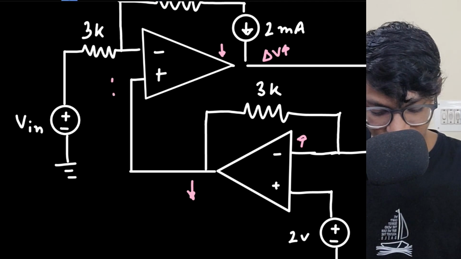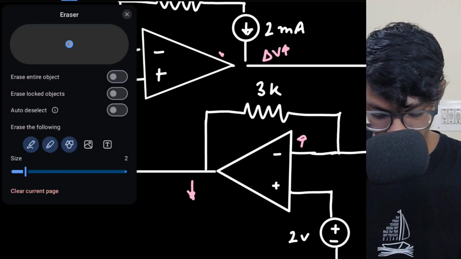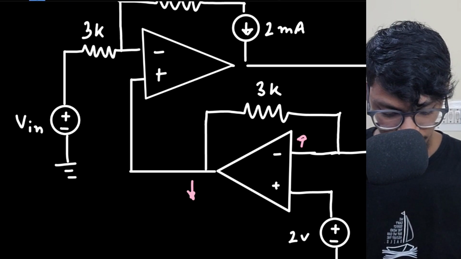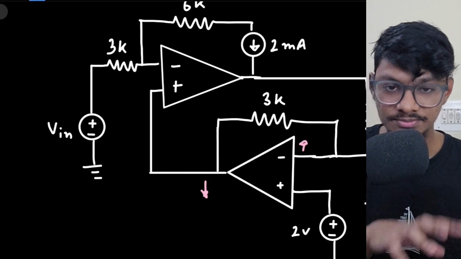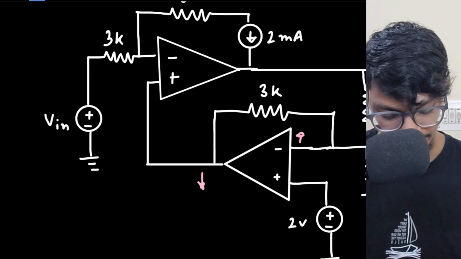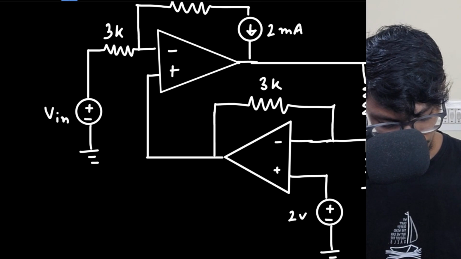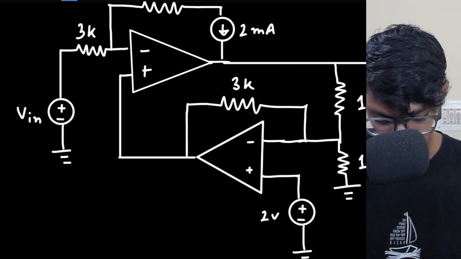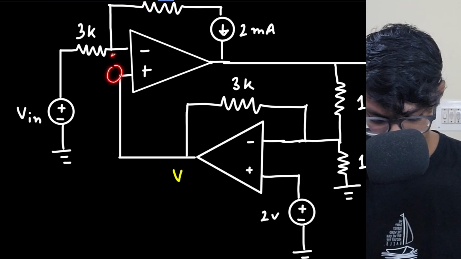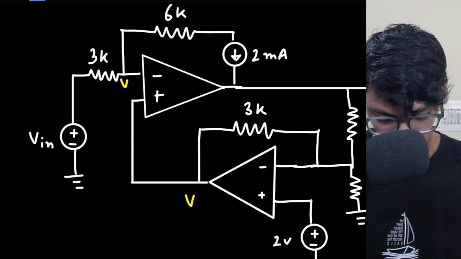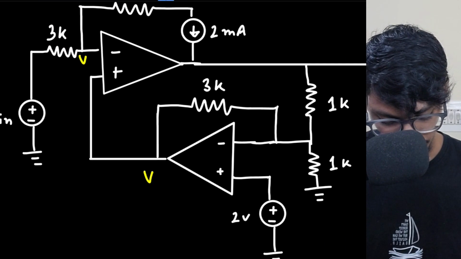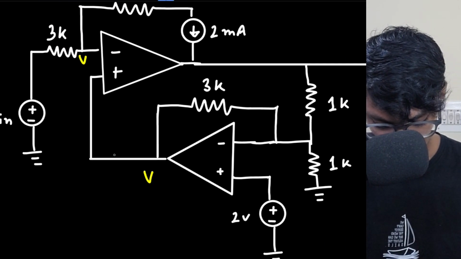Now I will directly solve it. It's just a simple circuit network analysis exercise. As both op-amps are in negative feedback, VGC will be applied. So if this potential is V, this potential will also be V and this potential will also be V. This potential is V, that much is known to us. Now this current is 0, here no current will flow.